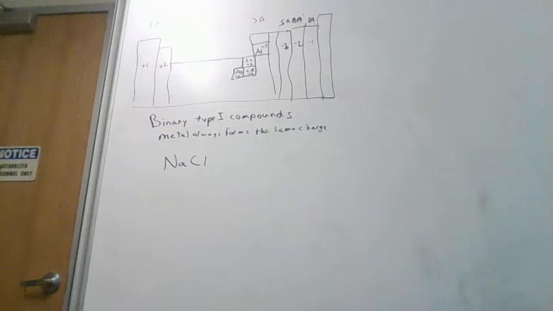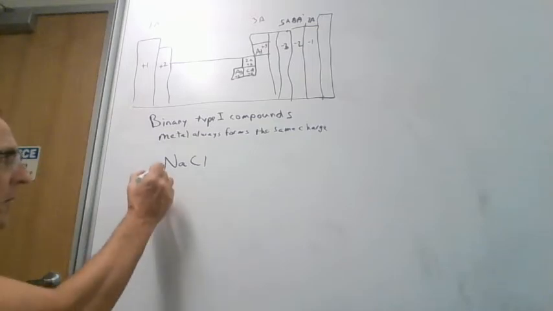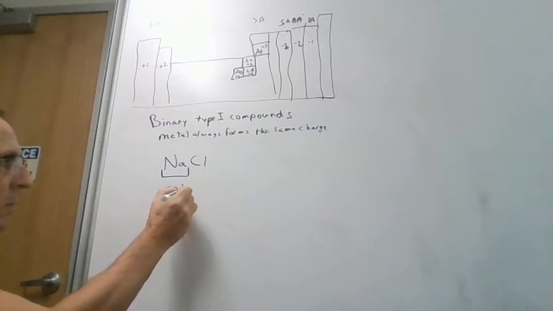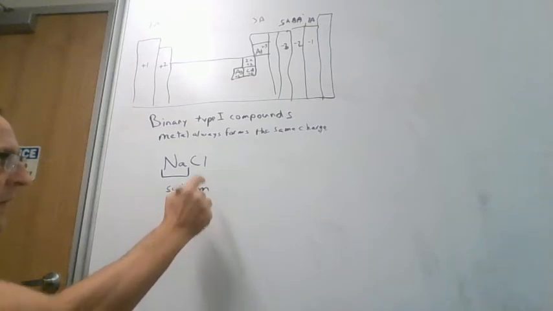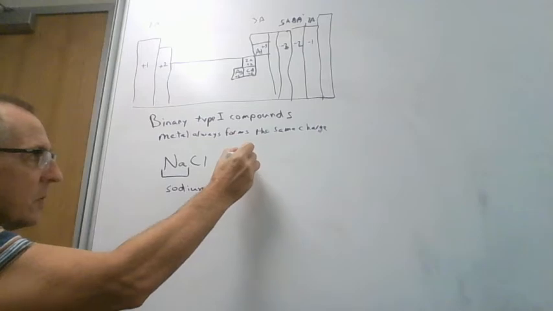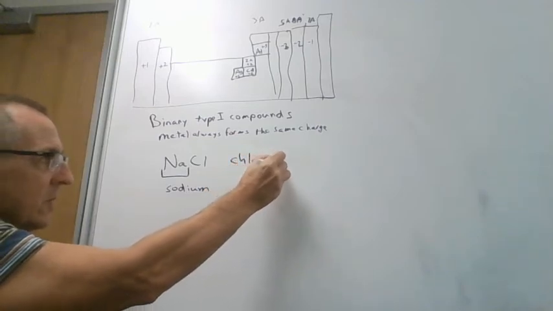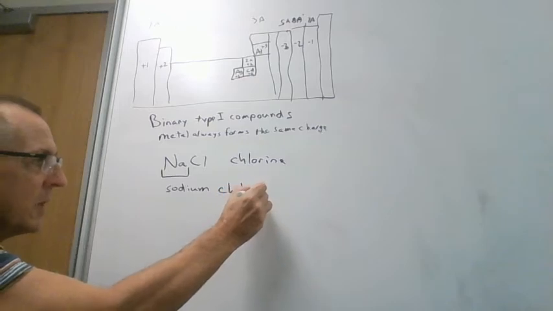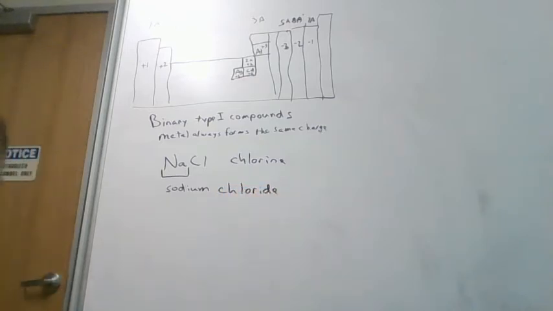In the naming, the metal keeps its name, so this would be sodium. And then the nonmetal, chlorine in this case, changes the ending of its name to chloride. So chlorine becomes chloride, and this becomes sodium chloride. That's how we would go about doing this.